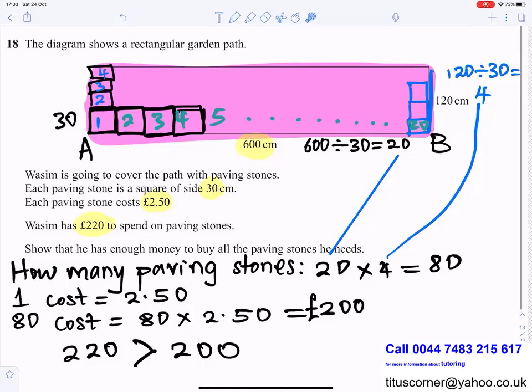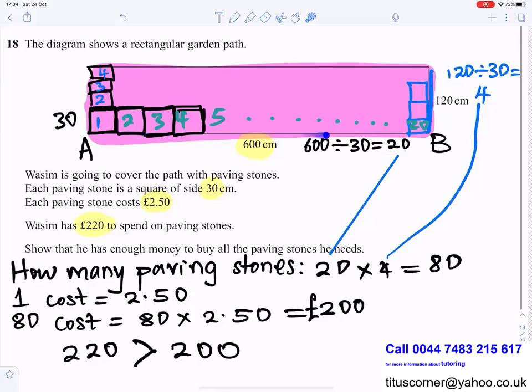So we need to work out how many paving stones he needs. From one end to the other end is 600 centimeters. If we put it on the side, 30 centimeters, 600 divided by 30 means you can have 20 stones from A to B, 20 paving stones. And for the other side, it's 30 for each stone, 120 divided by 30 gives you 4. That means you have 1, 2, 3, 4.